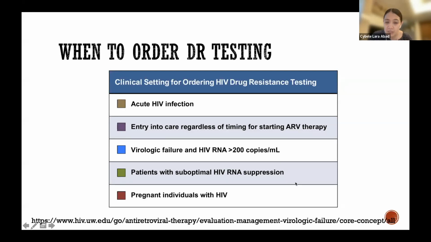The other reasons to order the drug resistance test or the genotype is for patients with suboptimal suppression, meaning the HIV RNA is above 200 already, maybe not yet 1,000, but getting there. And then pregnant patients actually will need drug resistance testing, ideally, no, if they have HIV.